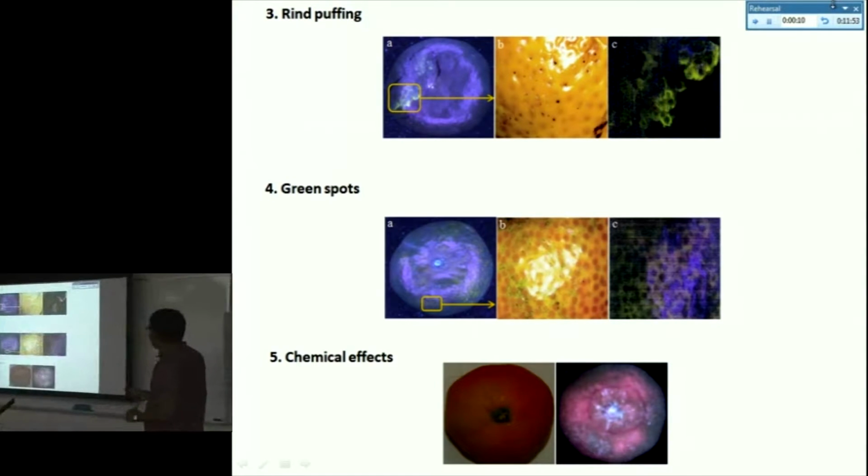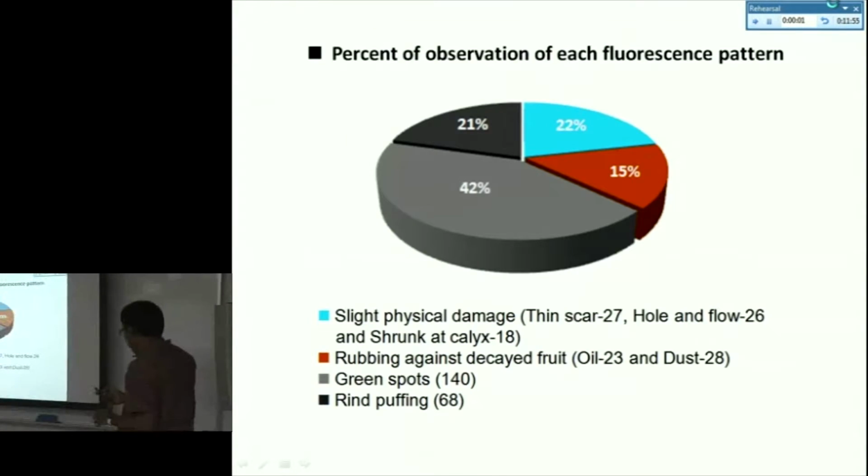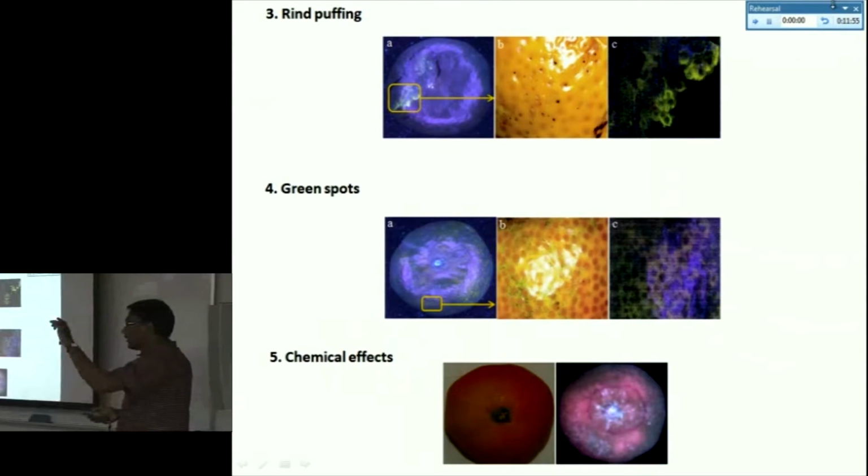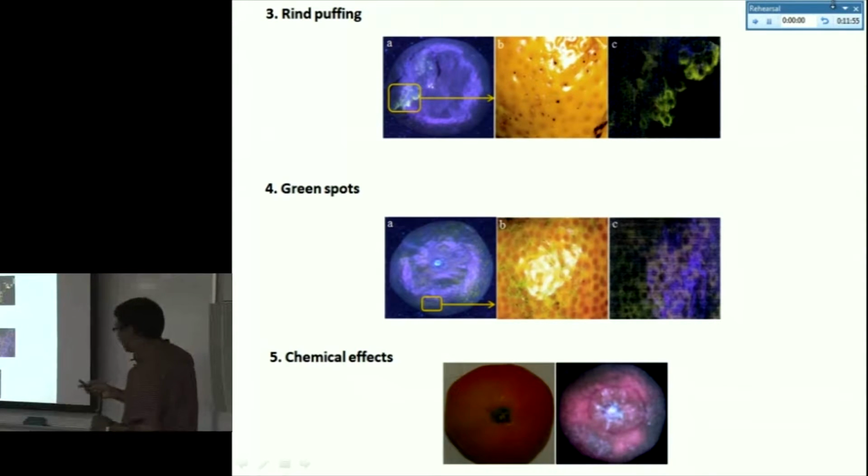Sometimes the floating skin or the excess space between peel and pulp may create some injury, small depressions on the peel, and we can see the fluorescence. And these green spots, this is the main problem in fluorescence imaging systems so far. We observed that around almost half of the samples had this type of fluorescence pattern.